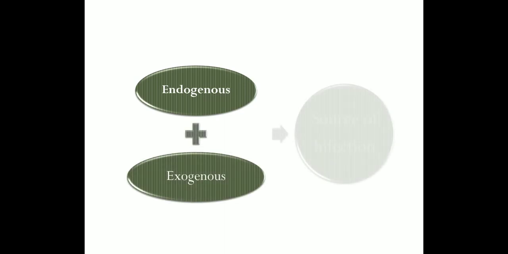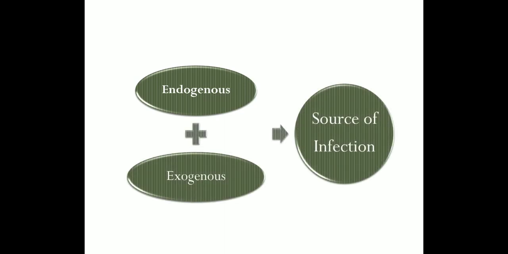Now, the sources of microorganisms that are directly linked with the production of the infectious disease process are two in number. These microorganisms can either arise from within the host, when they are called endogenous, or arise from outside the host, when they are called an exogenous source.